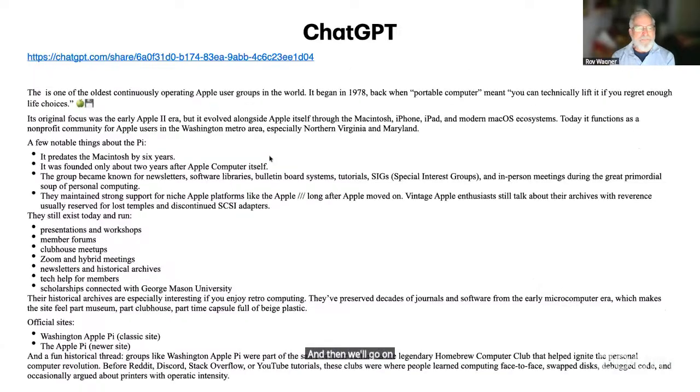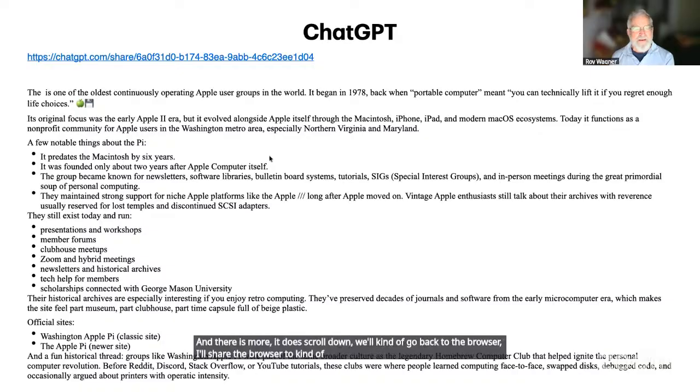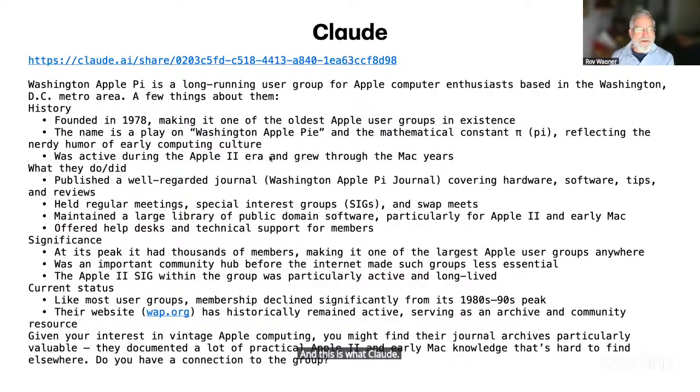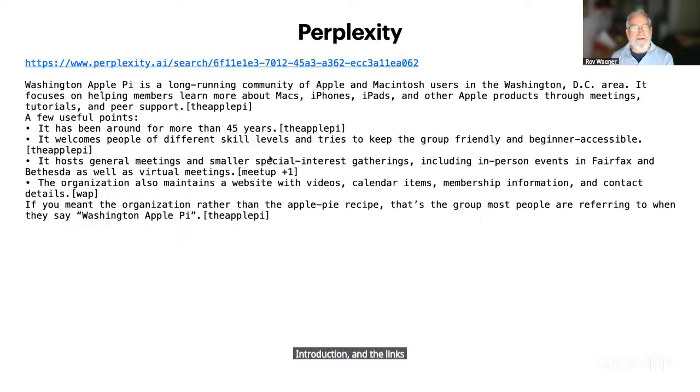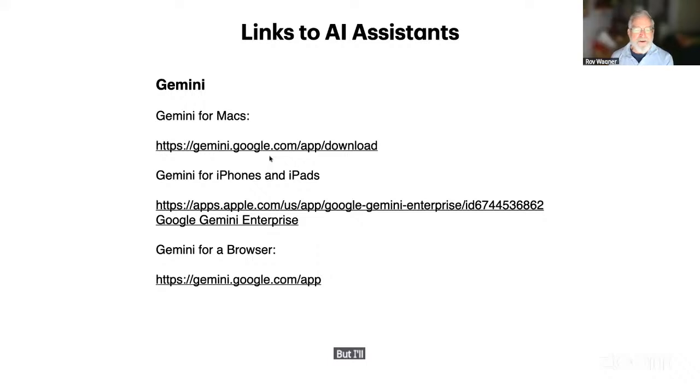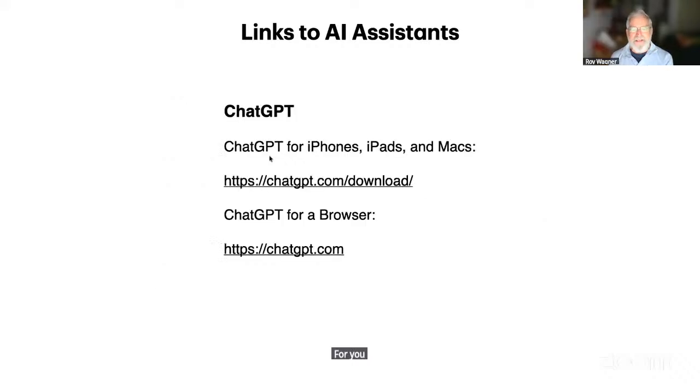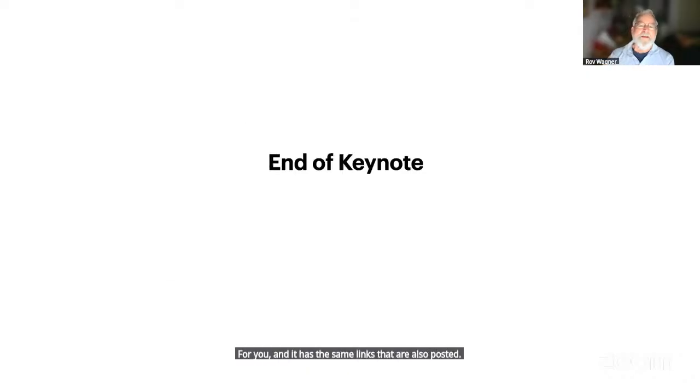And then we'll go on to ChatGPT. This is the way ChatGPT has answered that question of what do you know about the Washington apple pie. And there is more. It does scroll down. I'll kind of go back to the browser. I'll share the browser to kind of show you that. And this is what Claude presented. So I'll be posting this brief introduction, and the links do work. And then here's Perplexity, which was another one I added just to see what it was. Perplexity is a very popular one also. But I'll add this in the keynote that I'll post for you, and it has the same links that are also posted. So that's the end of that.